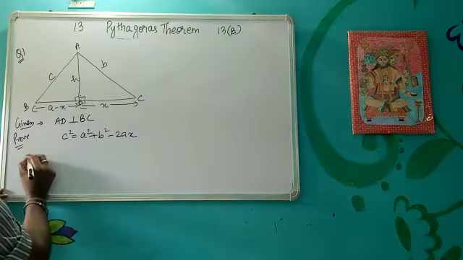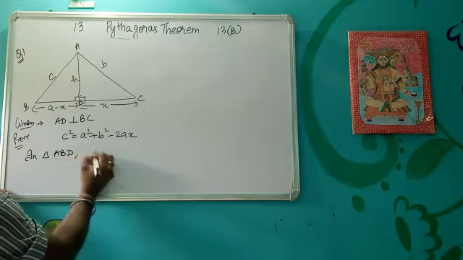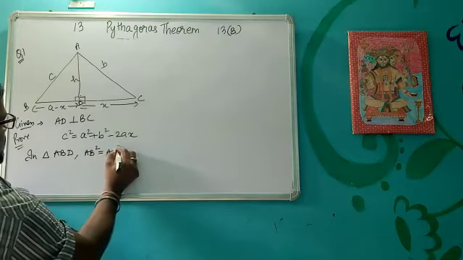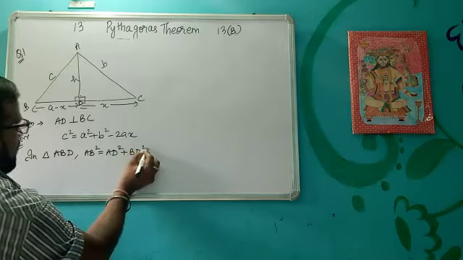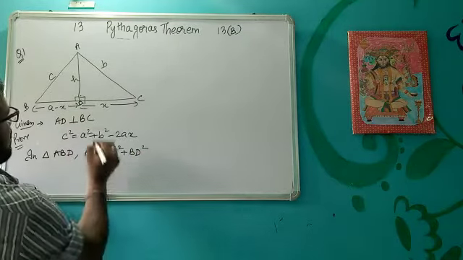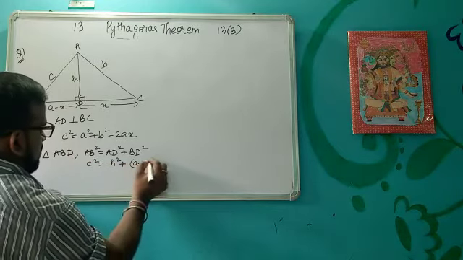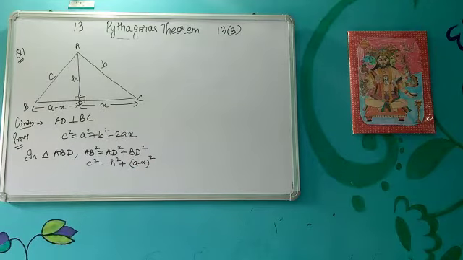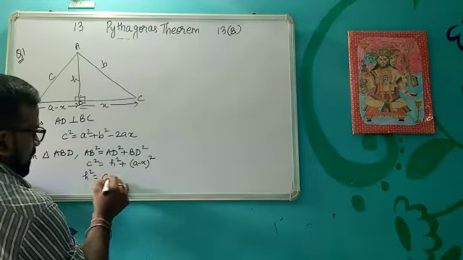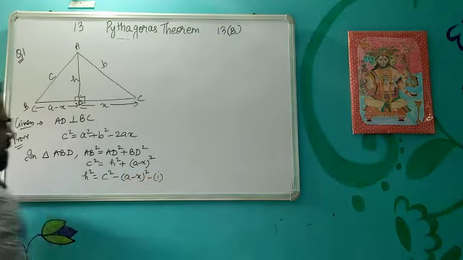So what we will do, in triangle ABD, we know that AB square equal to AD square plus BD square. So AB square is c square, AD is h square, and BD is (a minus x) square. So from here we will calculate the value of h square. h square will be c square minus (a minus x) whole square. This is our first equation.